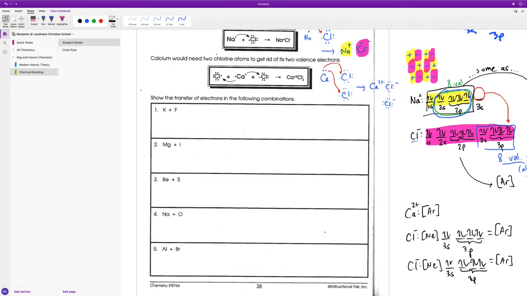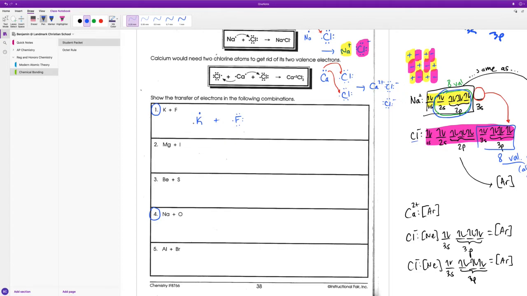So I would like for you guys to work through this. I'm going to give you 2 examples. I'm going to do number 1, and I'm going to do number 4, and walk you through it. So potassium is in group 1A. It's got 1 valence electron. And fluorine is in group 7A, so it's got 7 valence electrons. And so, what's going to happen?